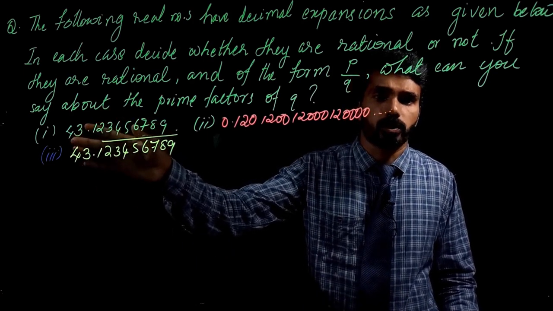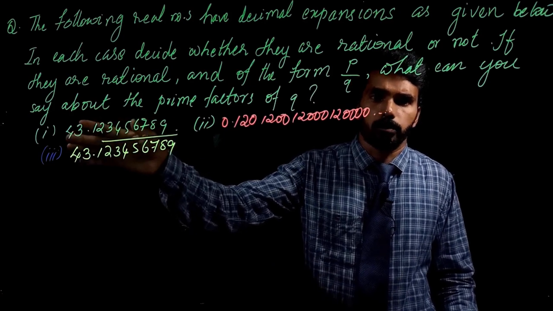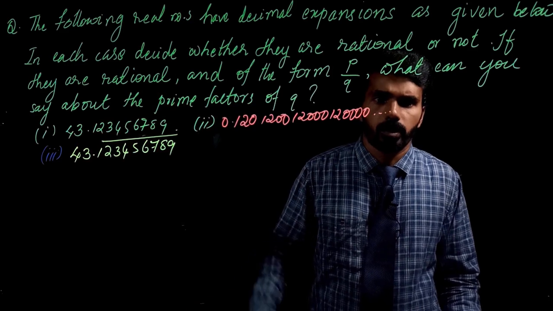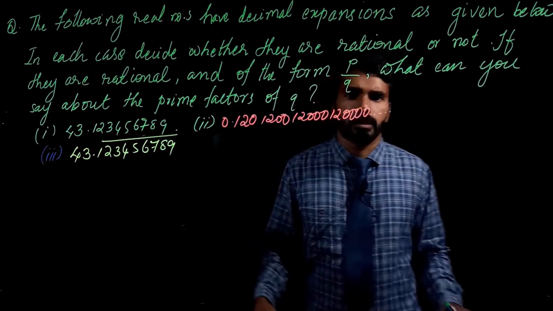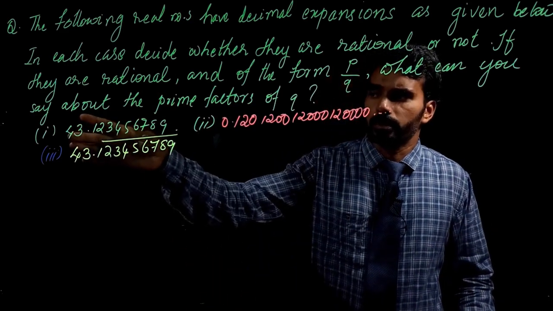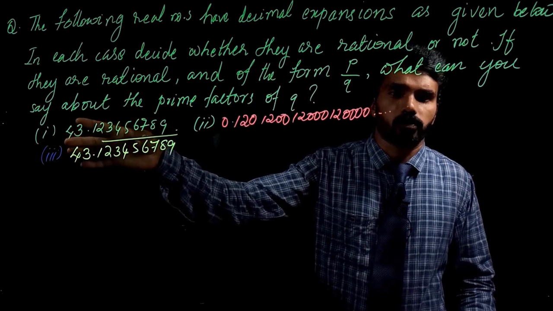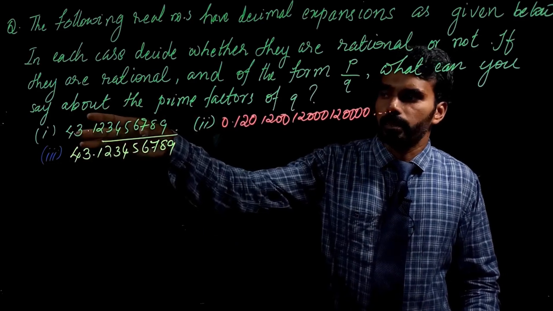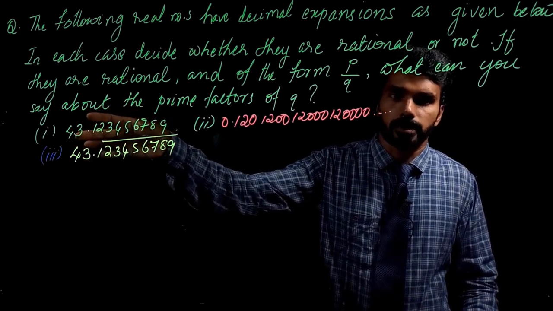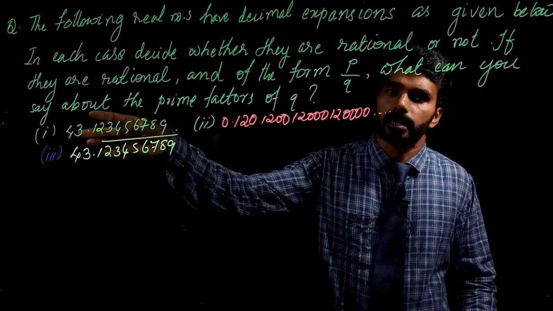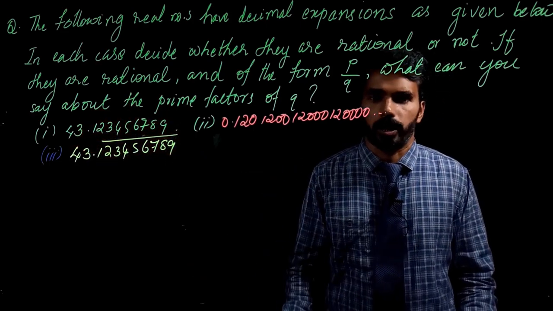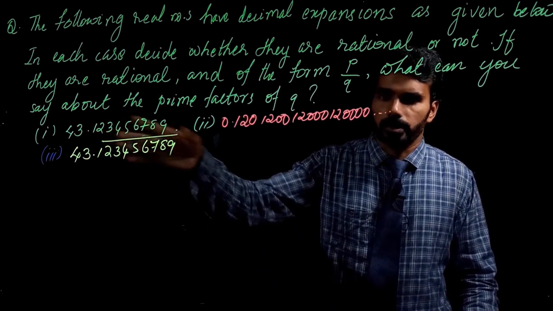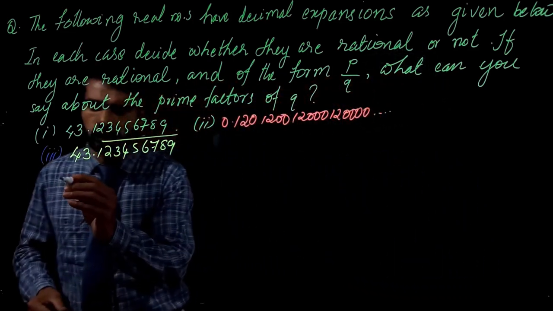We have to find out whether this real number is rational or not. We have learned that the decimal expansion of this real number terminates. Since the decimal expansion terminates, the real number is rational and of the form P by Q. It's very clear. Okay, now let us write it.